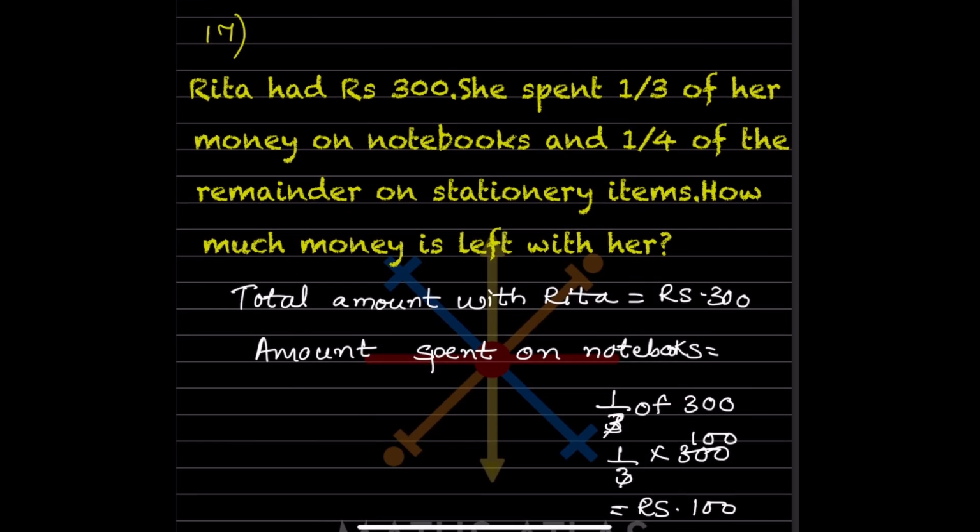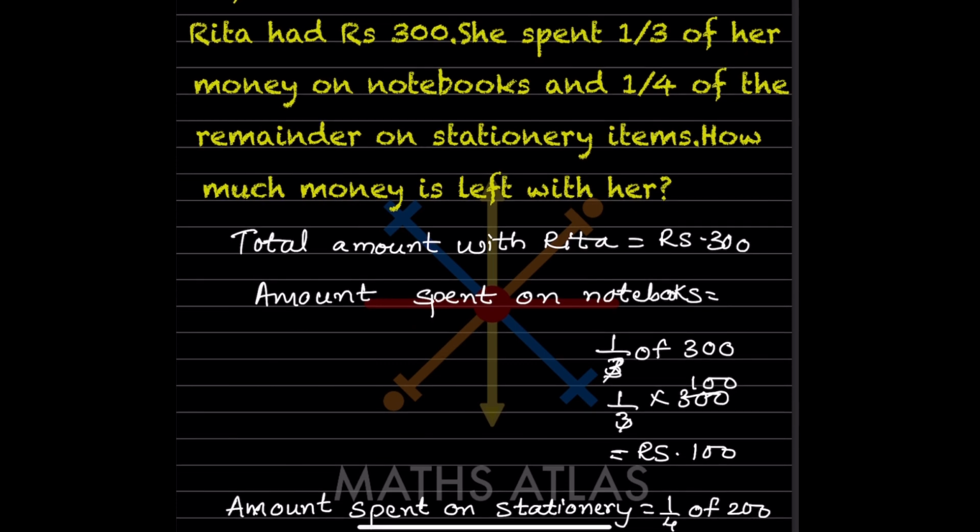Rita had rupees 300. She spent 1/3 of her money on notebooks and 1/4 of the remainder on stationery items. How much money is left with her? So total amount with Rita is 300. So now amount spent on notebooks, how much is that? 1/3 of her money. 1/3 of her money means 1/3 of what? She had 300. So 1/3, this of will become multiplication into 300. That is going to be 100. So she spent on notebooks is 100.